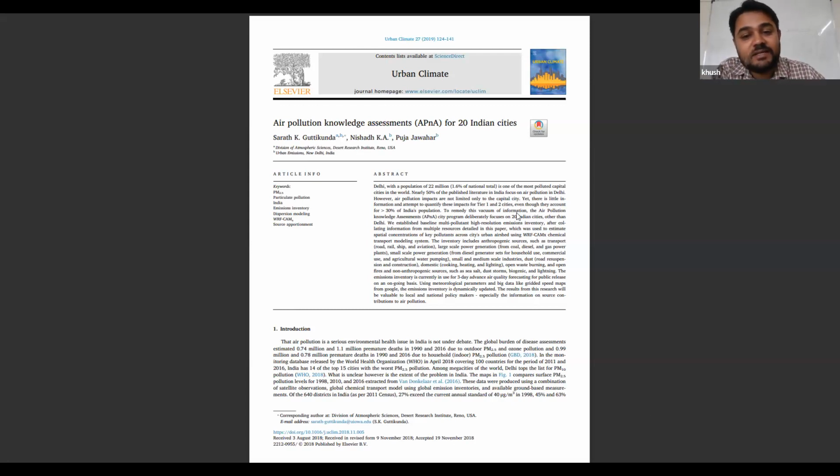And that's why he has conducted this research paper on air pollution knowledge assessment for 20 Indian cities. Scientifically, he's trying to justify in the introduction section itself that the research gap is that there is no literature available on other cities. That's why there is a need for research on other cities. That's how he has identified the gap and he's trying to fulfill that gap.